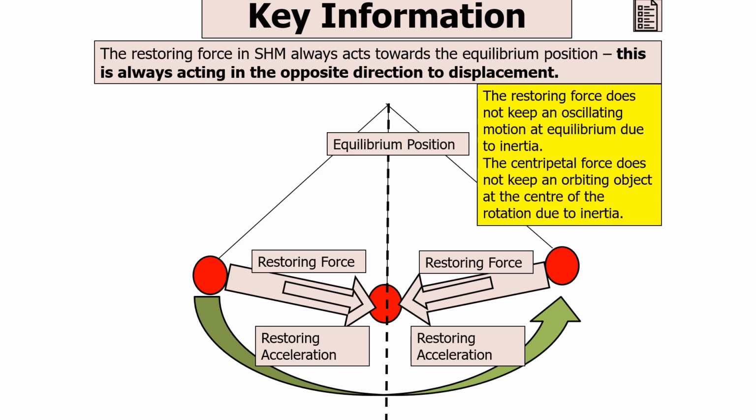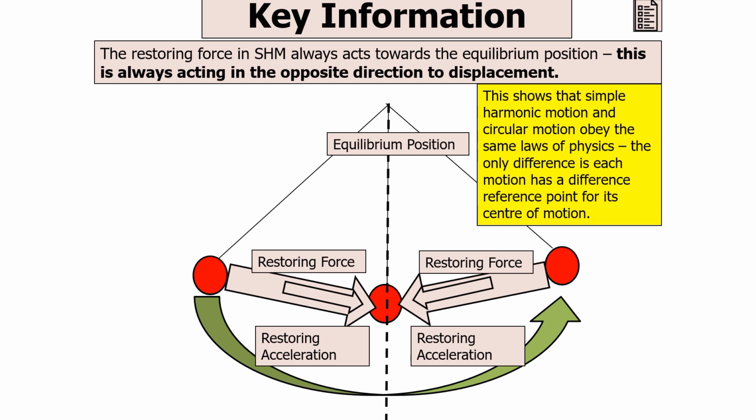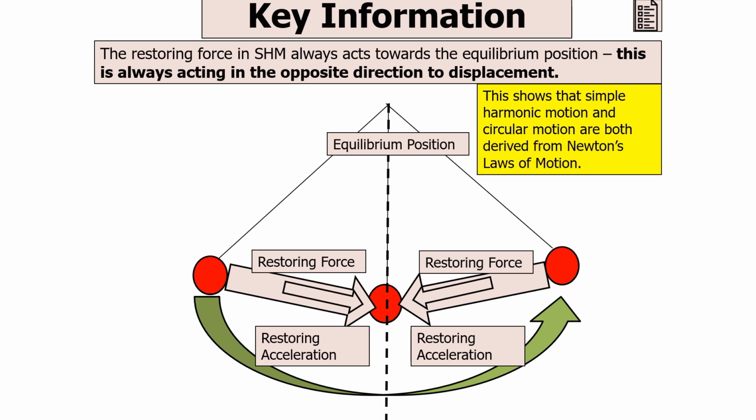The restoring force does not keep an oscillating object at equilibrium due to inertia, whilst the centripetal force does not keep an orbiting object at the centre of the rotation due to inertia. Now, this shows us that simple harmonic motion and circular motion obey the same laws of physics. The only difference is each motion has a different reference point for its centre of motion. And it shows us that simple harmonic motion and circular motion are both derived from Newton's laws of motion. They are the same physics principle from different frames of reference.